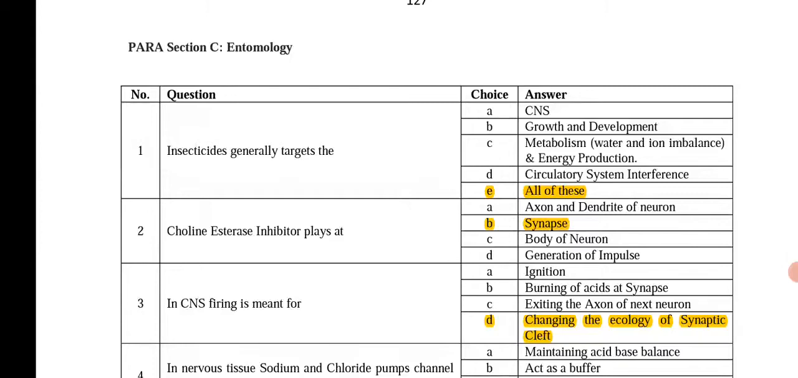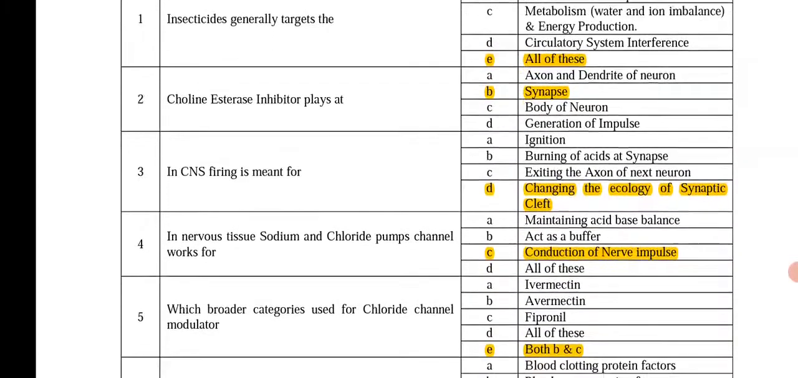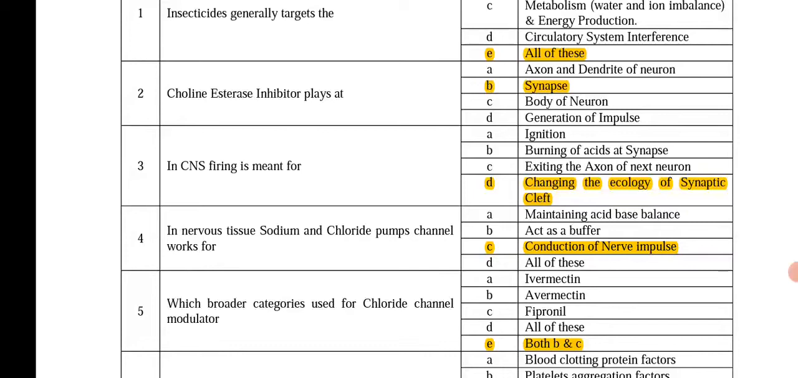Insecticides generally target all of these: central nervous system, growth and development, metabolism and energy production, and water-anion imbalance. Cholinesterase inhibitors act at the synapse in the central nervous system. Firing is meant for changing the ecology of the synaptic cleft. Firing is CNS firing, changing the ecology of the synaptic cleft.